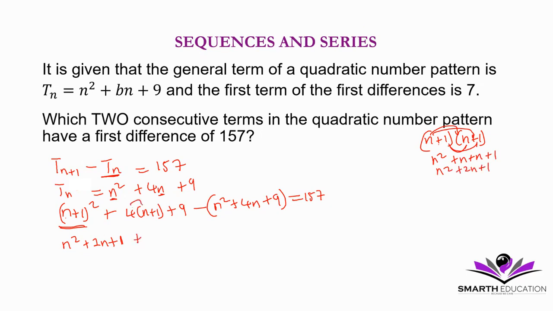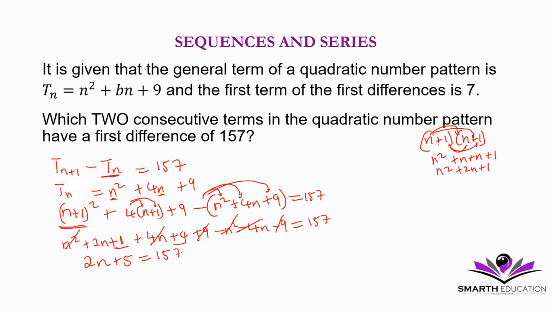Then plus, let's distribute, 4n plus 4 plus 9 minus n squared minus 4n minus 9. We are distributing the negative here. And then is equal to 157, right? n squared minus n squared is 0. 4n minus 4n is 0. 9 minus 9 is 0. So we remain with 2n and then 1 plus 4. 1 plus 4 is plus 5 is equal to 157.